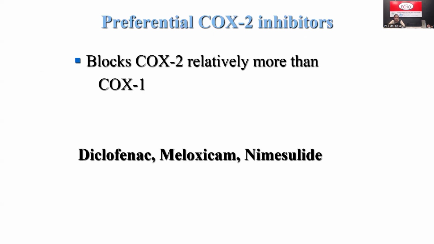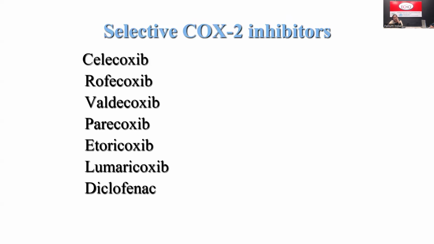Preferential COX-2 inhibitors. What is that? Blocks COX-2 relatively more than COX-1. Examples are diclofenac, meloxicam, nimesulide, etc. Next. Selective COX-2 inhibitors. Examples are celecoxib, proficoxib, valdecoxib, parecoxib, etoricoxib, lumaricoxib, diclofenac.